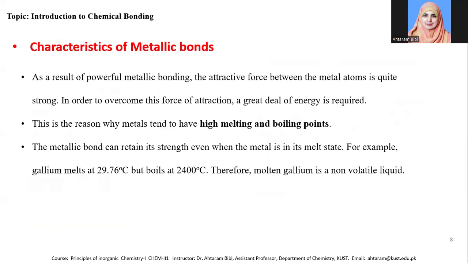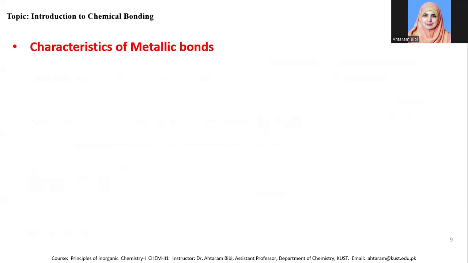The metallic bonds can retain their strength even when the metal is in its molten state. For example, gallium melts at 29 degrees centigrade but boils at 2400 degrees centigrade. Therefore, molten gallium is a non-volatile liquid.